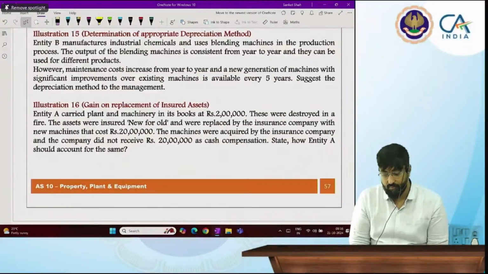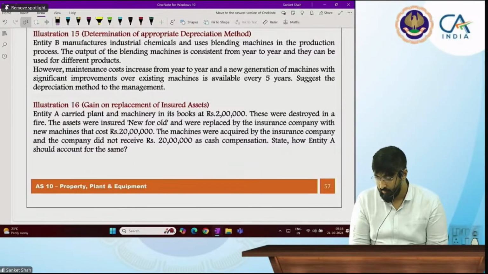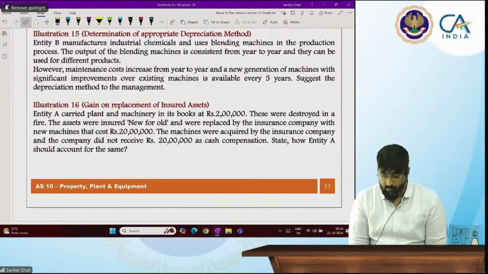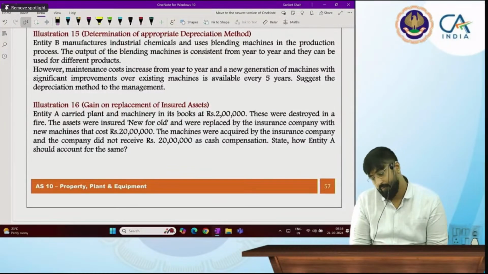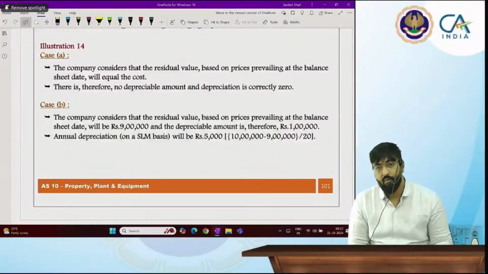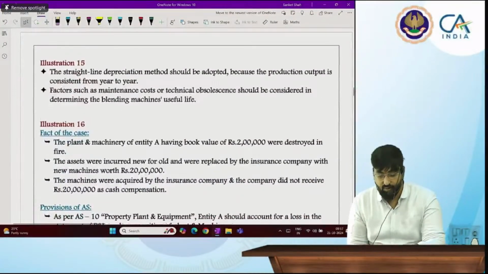Question 15. Entity V manufactures industrial chemical and uses blending machines in the production process. The output of the blending machine is consistent from year to year, and the machines can be used for different products. However, maintenance costs increase from year to year, and new generation machines with significant improvements over the existing machine are available every 5 years. Suggest the method. Sir, SLM, since it is consistent year to year. No, now here maintenance cost is increasing, no?